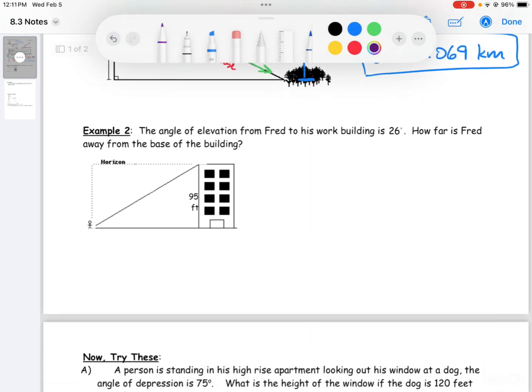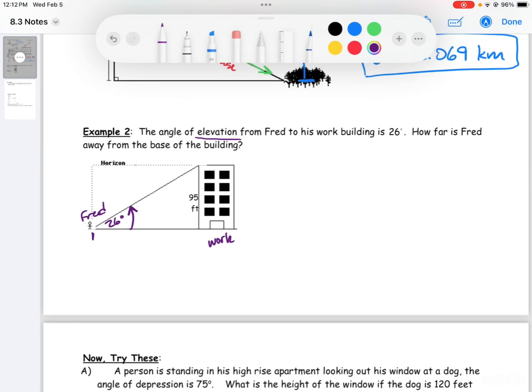Next, looking at question number 2, it says the angle of elevation. So this is going to be our upward angle. And it's from Fred. All right, here's Fred. And this is his work building. And it says that this angle is also 26 degrees. And we're trying to figure out how far is Fred from the base of the building. So we're trying to figure out this side, okay?